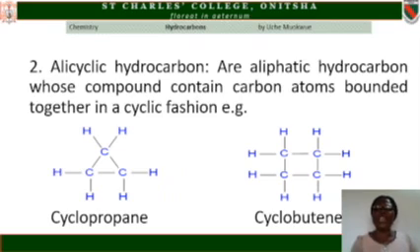cyclopropane. You see that it is in a triangular form. The other one is cyclobutene. It is in a square form.